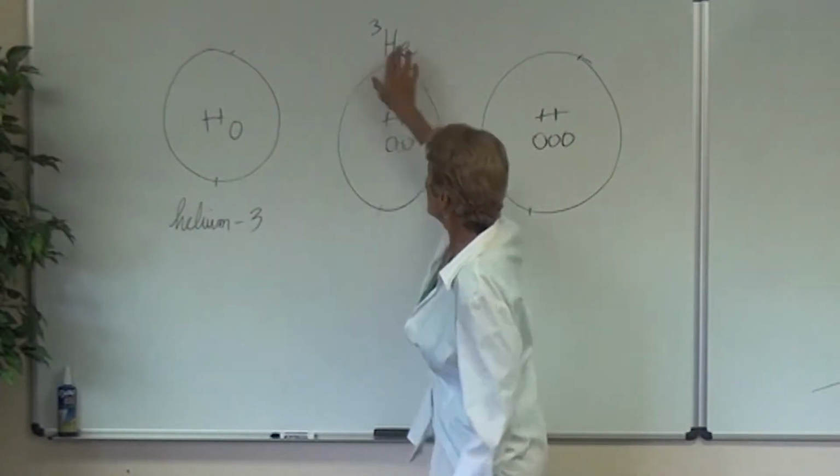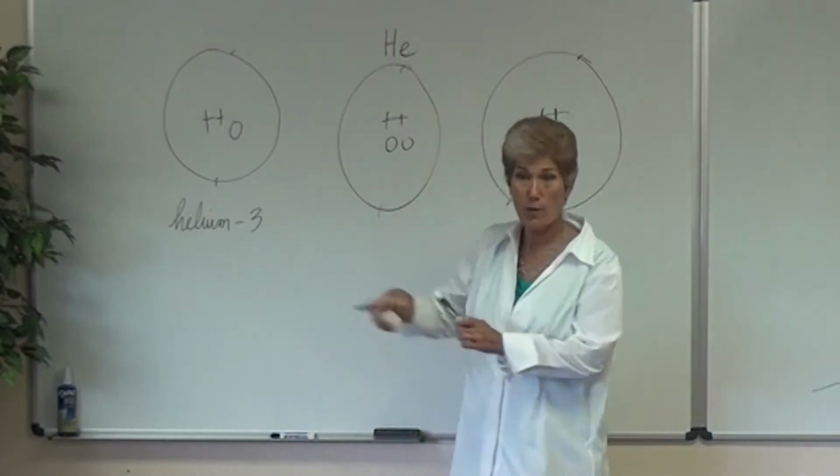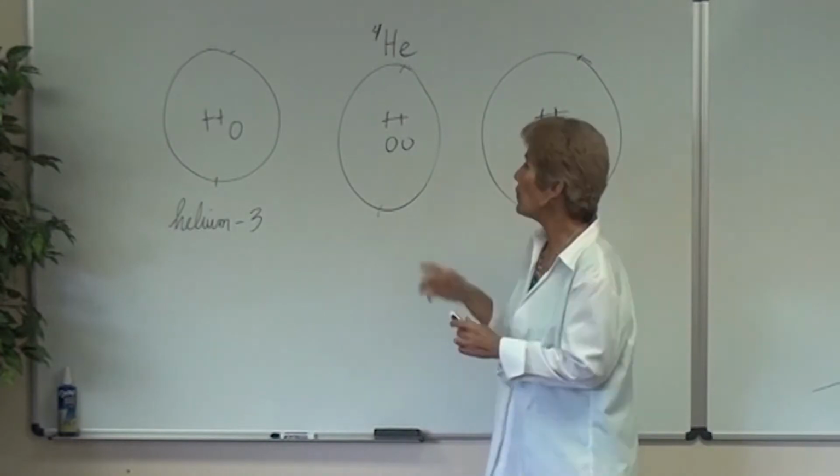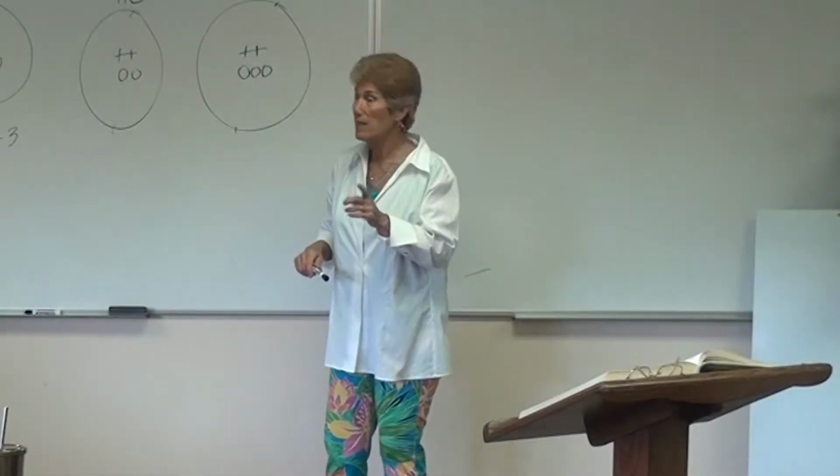So this, and this one's supposed to be 4, isn't it? Because that's 4. I was just writing that one. So this is supposed to be helium-4. And so that's the shorthand version for that.